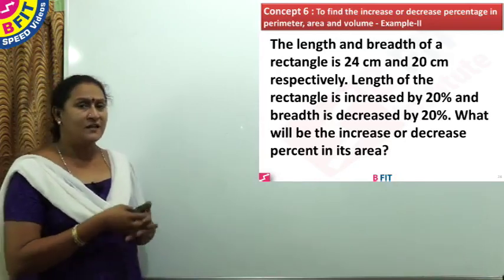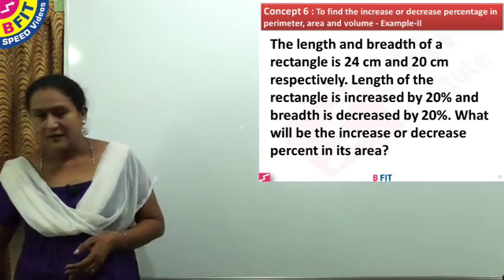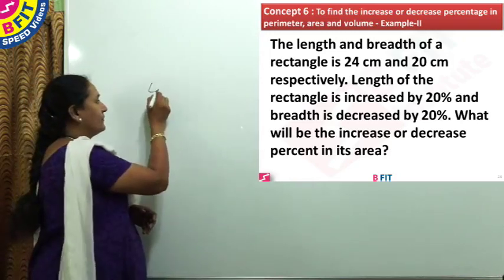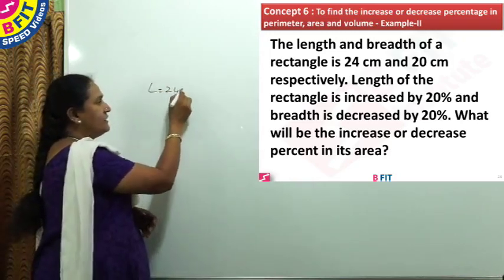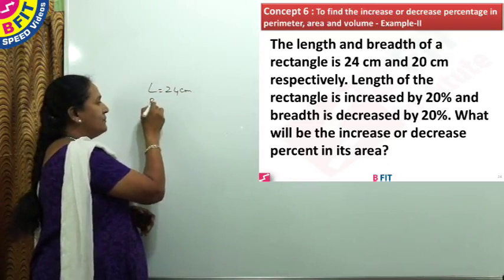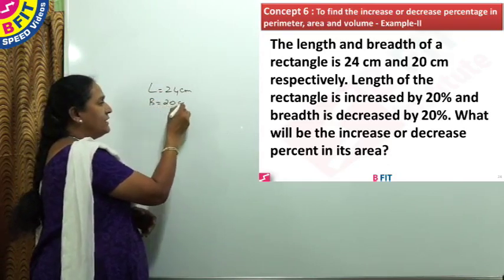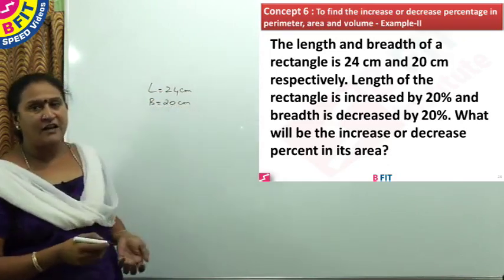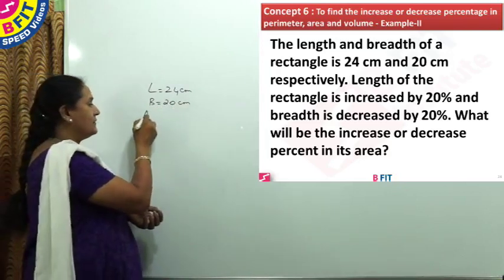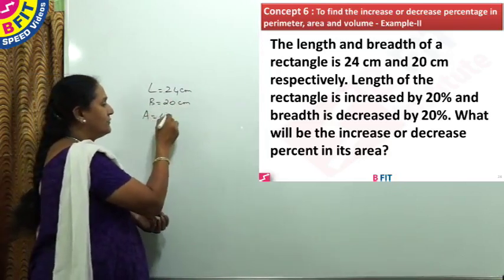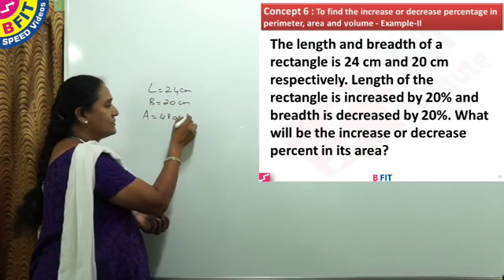So here what is the length given? Length is 24 centimeters and what is the breadth? It is 20 centimeters. And we'll find the area. So what is the area? It's length into breadth. It is 480 centimeters square.